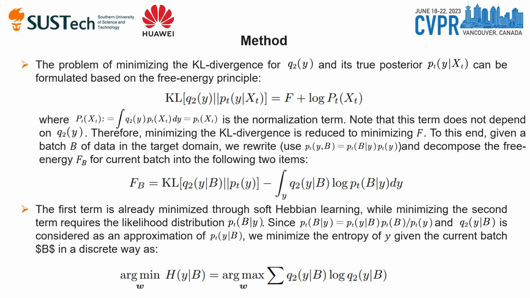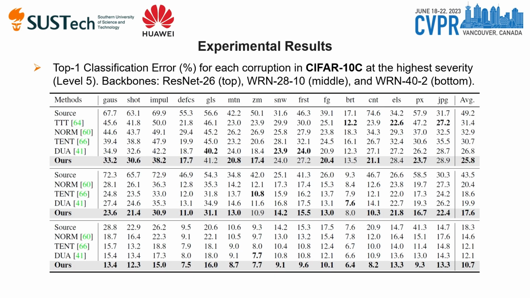To this end, given a batch B of data in the target domain, we rewrite and decompose the free energy F_B for the current batch into the following two items. The first term is already minimized through soft Hebbian learning, while minimizing the second term requires the likelihood distribution P(B|Y). We minimize the entropy of Y given the current batch B in a discrete way as the following formula. The classification errors in the highest severity level corruption test datasets for test-time adaptation are reported in the following tables.